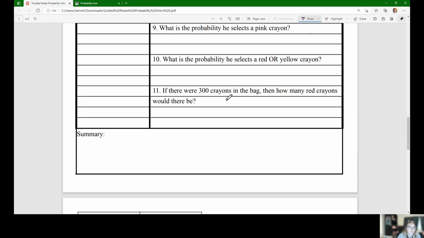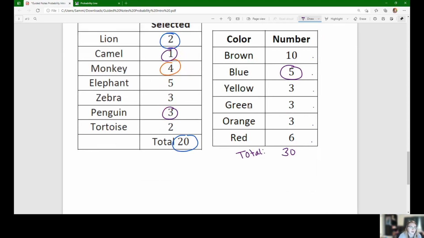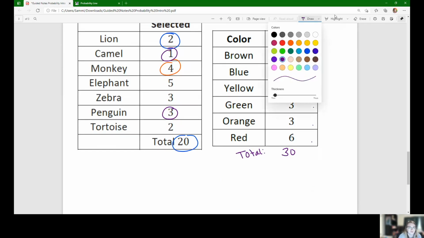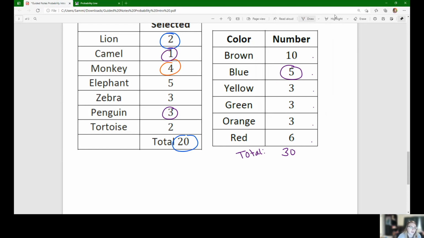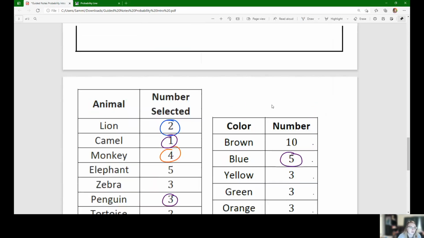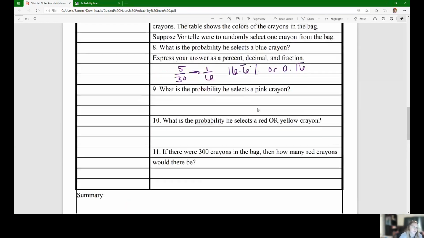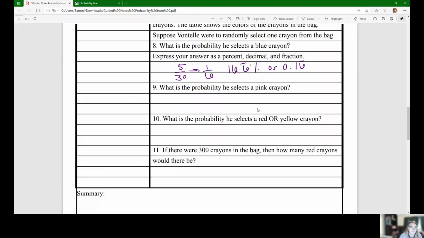What is the probability he selects a pink crayon? Now, if I look here, I don't have pink at all on my list. So the probability he's going to pick pink is 0. And then 0 is the same as a fraction, decimal, and percent.